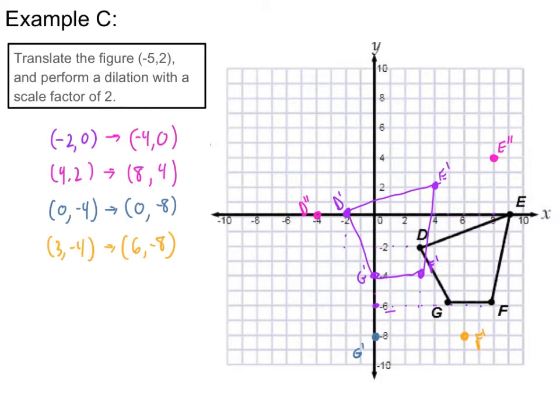And then we're going to connect all of our now double primes, which we need to go back and fix for F and G. Connect all of our double primes. And now we have our shape that is 2 times the size of the shape that we moved. And we've completed both transformations. Let's go ahead and take a look at the last example.